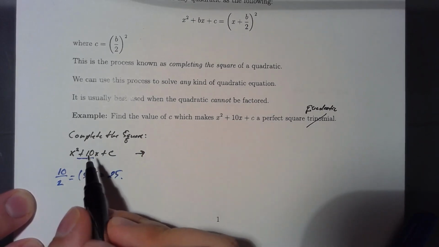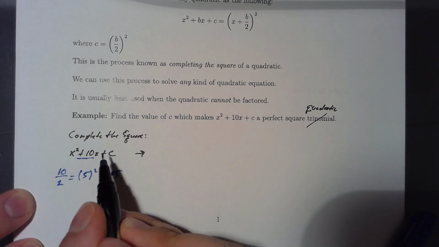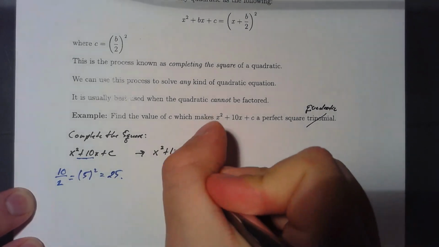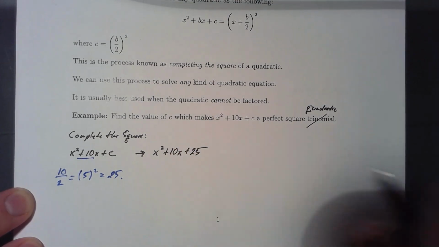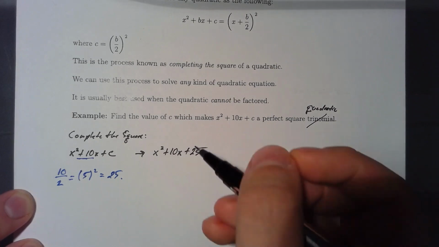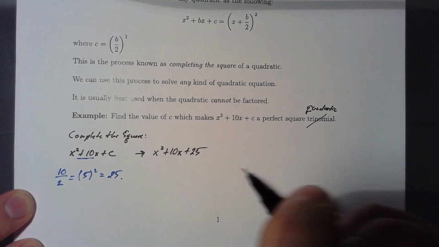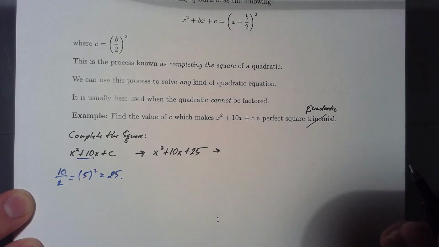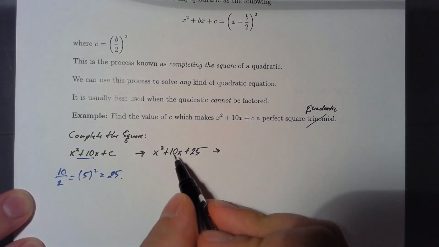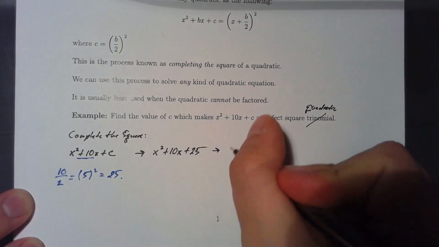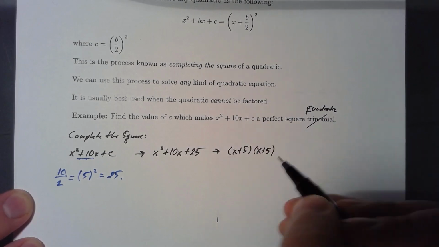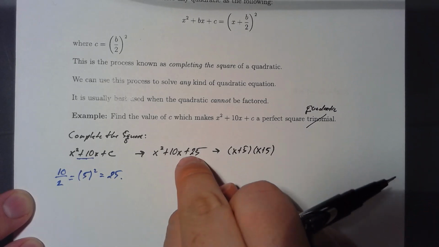I just did it. Take half of the b value and square it. And then you just add it to the quadratic. So what you get is x squared plus 10x plus 25. This quadratic is now a perfect square quadratic, because if you factor this, how do you factor this? Use the AC method. Which factors of 25 give you 10? 5 and 5. So you get x plus 5 times x plus 5. And as you can see, they're both the same, which means this is a perfect square quadratic.